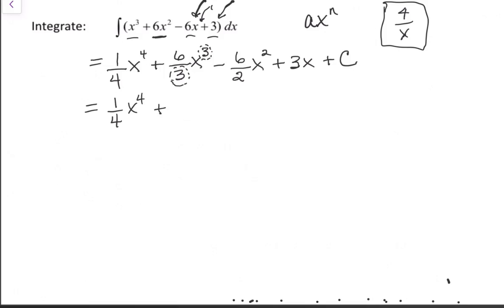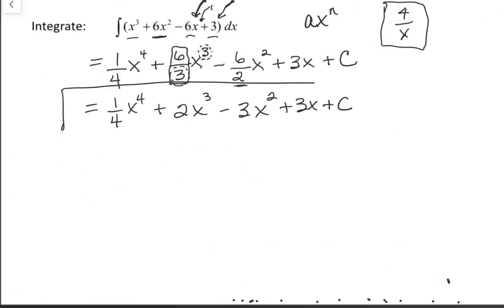Plus here we've got a coefficient that can be simplified. 6 divided by 3 is 2, x cubed. In the next one, 6 divided by 2 is 3, x squared, and then plus 3x plus c. So there is my result in simplified form.